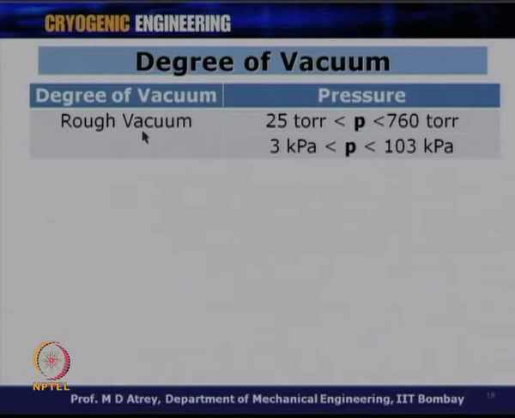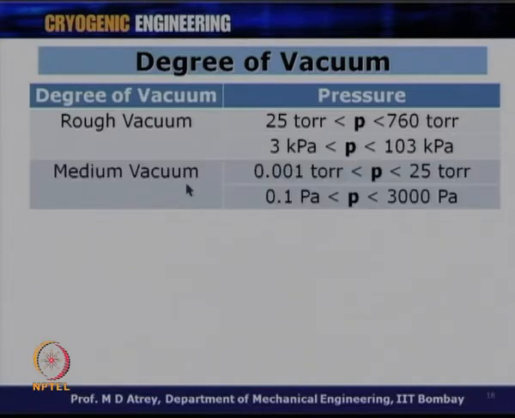The first degree of vacuum is normally called rough vacuum. In most industrial applications we have rough vacuum, wherein the pressure is between 760 torr, which is approximately 1 atmosphere, and 25 torr. So, when the pressure is between 25 torr and 760 torr, we have rough vacuum. In kPa, that is between 3 kPa and 103 kPa.